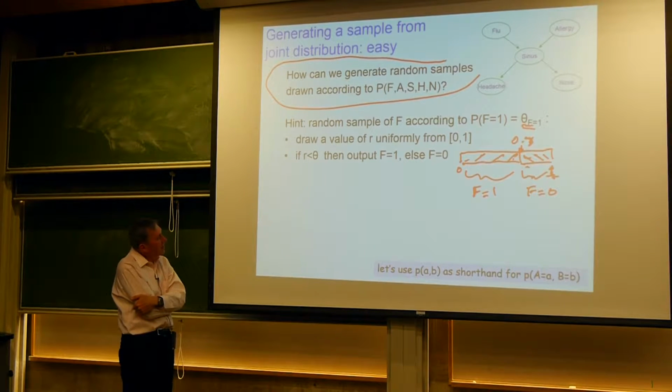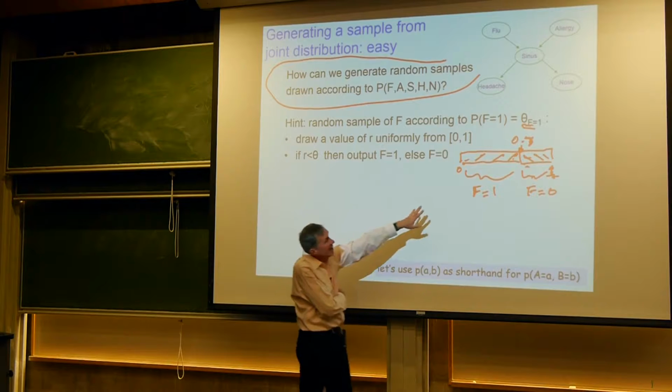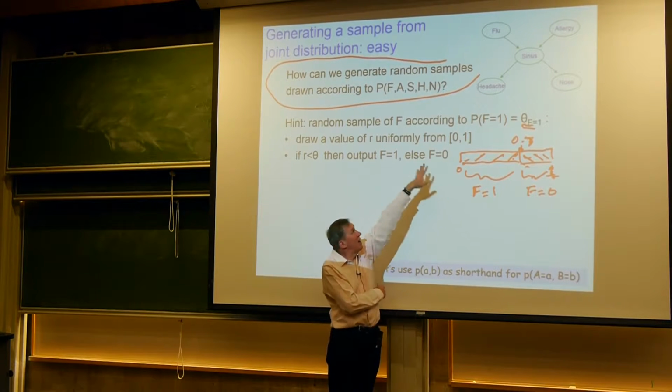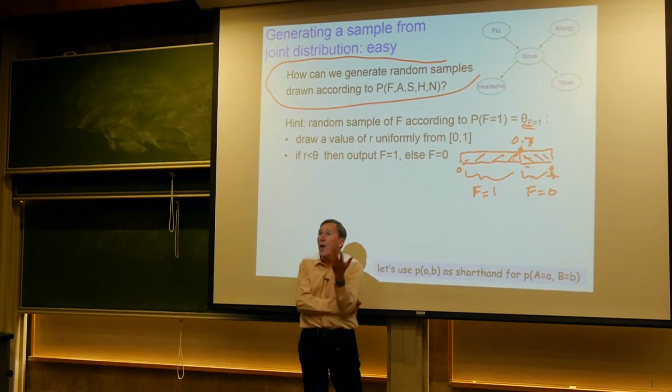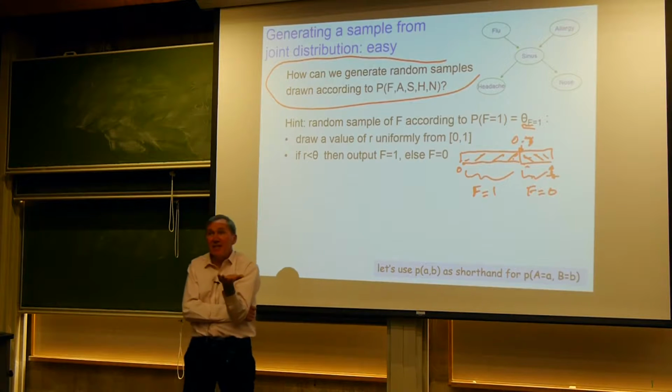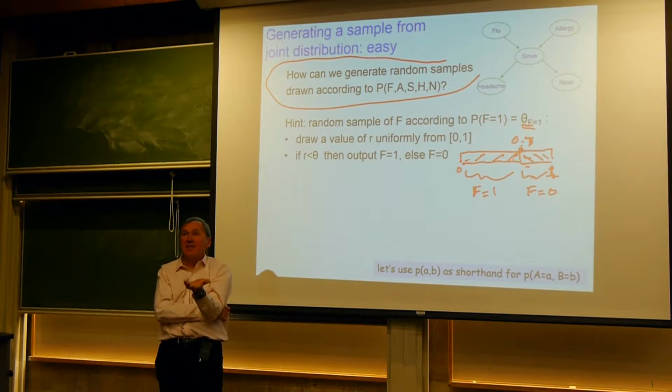Okay? So this is a useful technique, and we can easily turn it, along with the Bayes net, into a way of generating joint samples from the joint probability distribution.